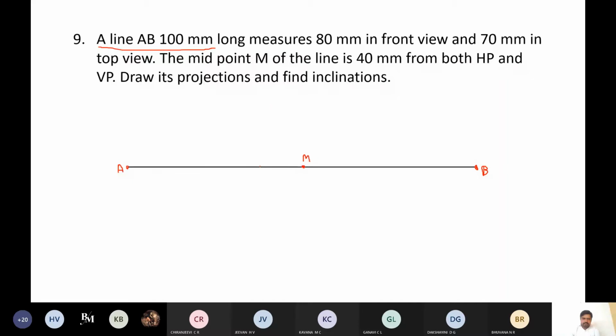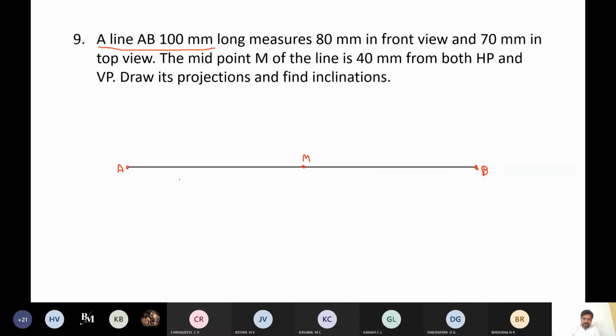In case of midpoints, depending on the given data, we will first consider only half of the line. Half part of the line may be from A to M or from M to B, depending on the given data and our convenience. First we should choose the half portion of the line and draw its projection. Then by extending the half portion of the projection, we should get the remaining half. So that is the procedure.